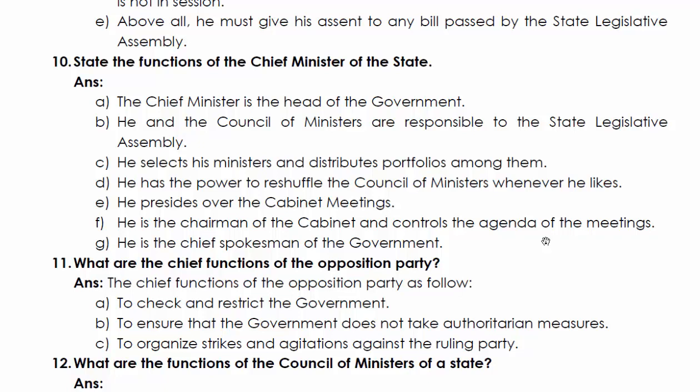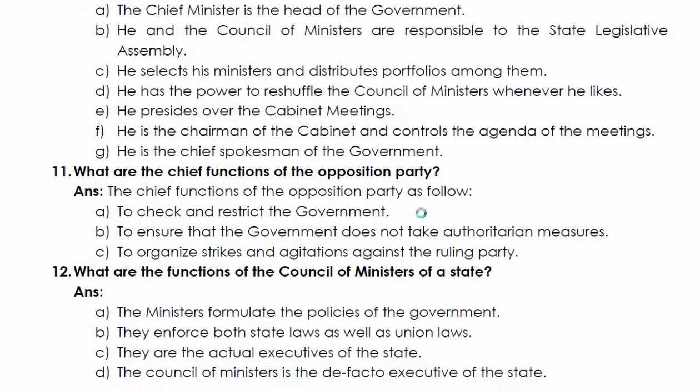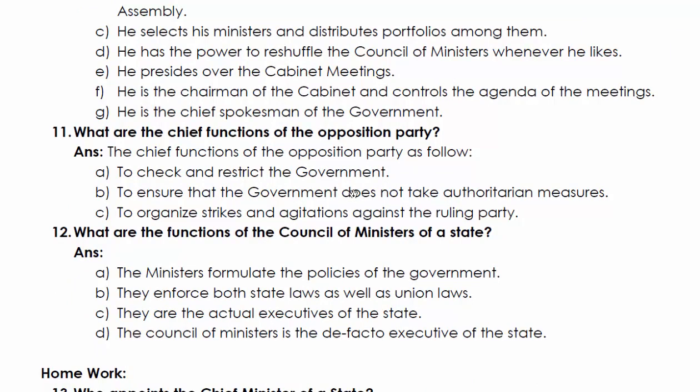Question number 11. What are the chief functions of the opposition party? The chief functions of the opposition party are as follows: to check and restrict the government, to ensure that the government does not take authoritarian measures, to organize strikes and agitations against the ruling party. Okay, so this opposition party is also very important. They check and restrict the government. Otherwise, the government would do whatever they like if there is no opposition.